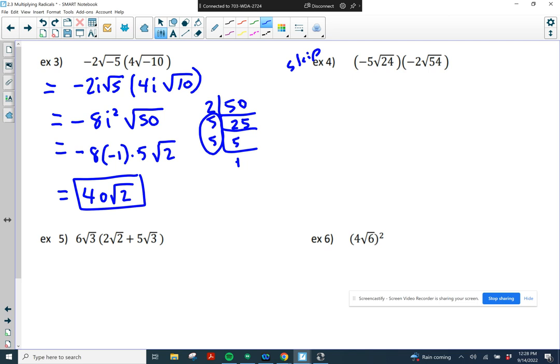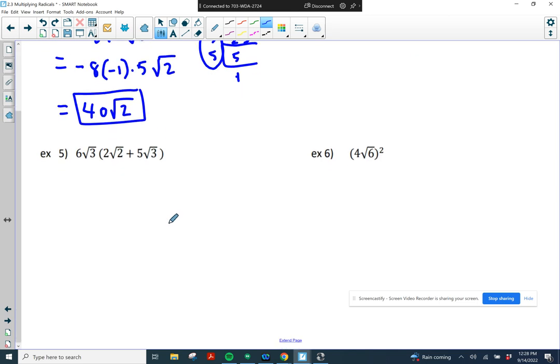Okay. We're skipping example 4. We're going to go to example 5. Now, what I want you to focus on, look at the structure of what we're multiplying. See, there's multiplication going on. See those parentheses? There's also a plus sign inside the parentheses. So we're going to use the distributive property. Okay? So we're going to distribute. We're going to take 6 radical 3 times 2 radical 2 plus, remember how the distributive property works, then we do plus.